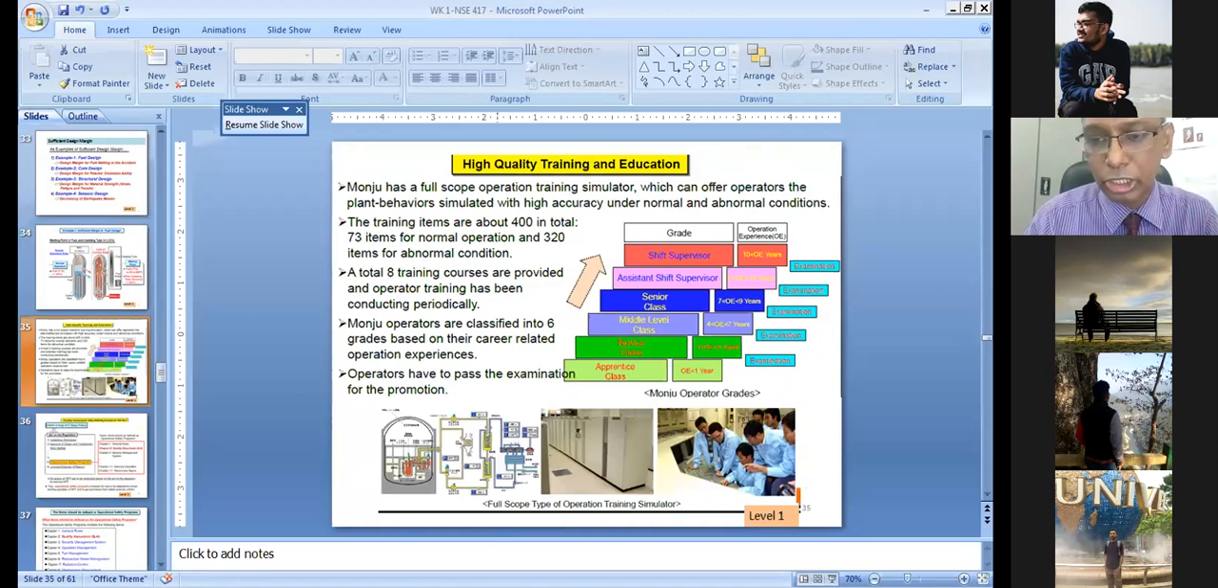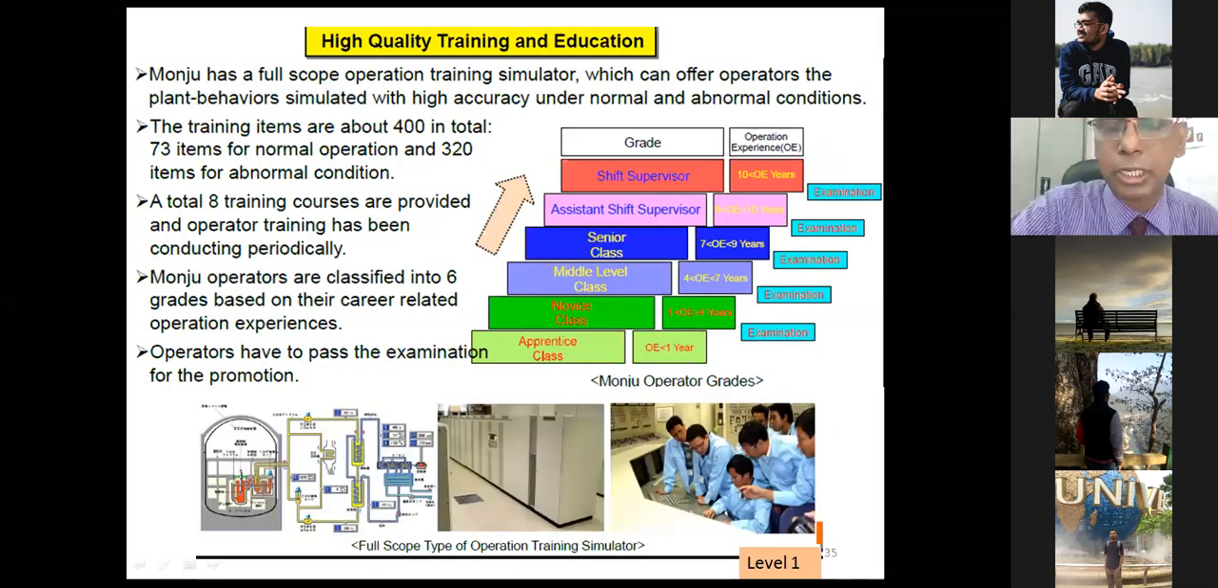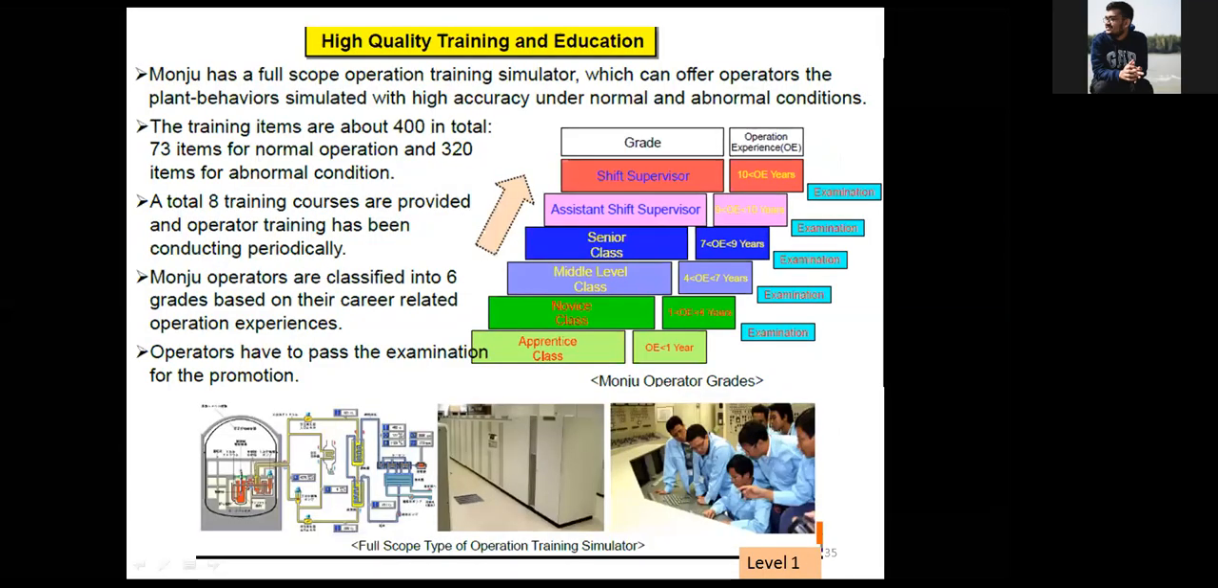So highly educated training and education are important for nuclear safety or the safety margin. Okay. So I think, thank you very much.